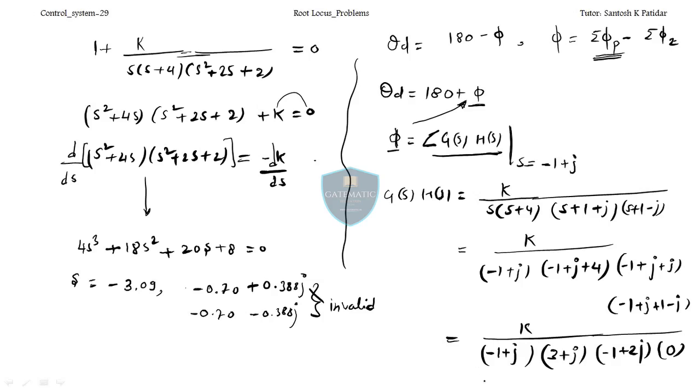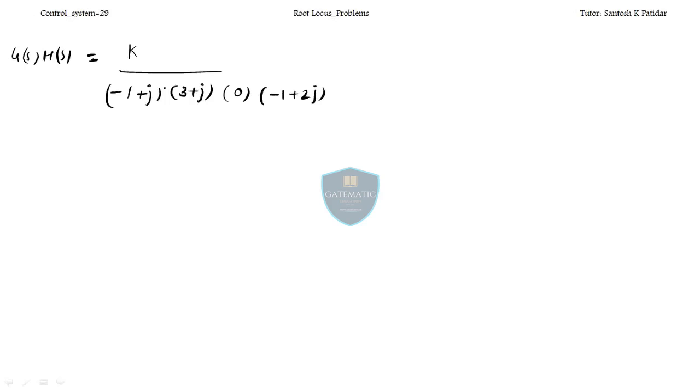Okay, now calculate the angles. So I'll write this over here on the next. This is our G of S, H of S, open loop transfer function. So we put the values, and finally we are getting minus 1 plus J, 3 plus J, 1 is 0, and 1 is minus 1 plus 2J. Okay, now calculate the angle.